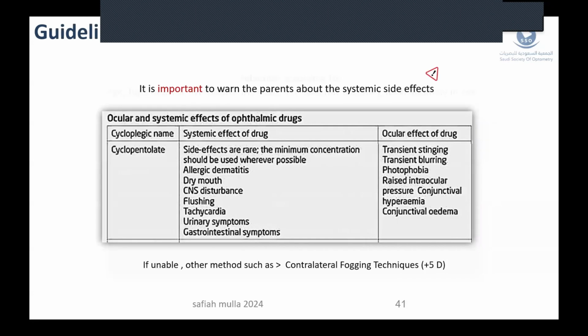It's important to warn the parents about the systemic side of the medicine. We know that all the medicines that we use for cycloplegia could have a side effect, and we know those side effects. So you have to warn the parents.